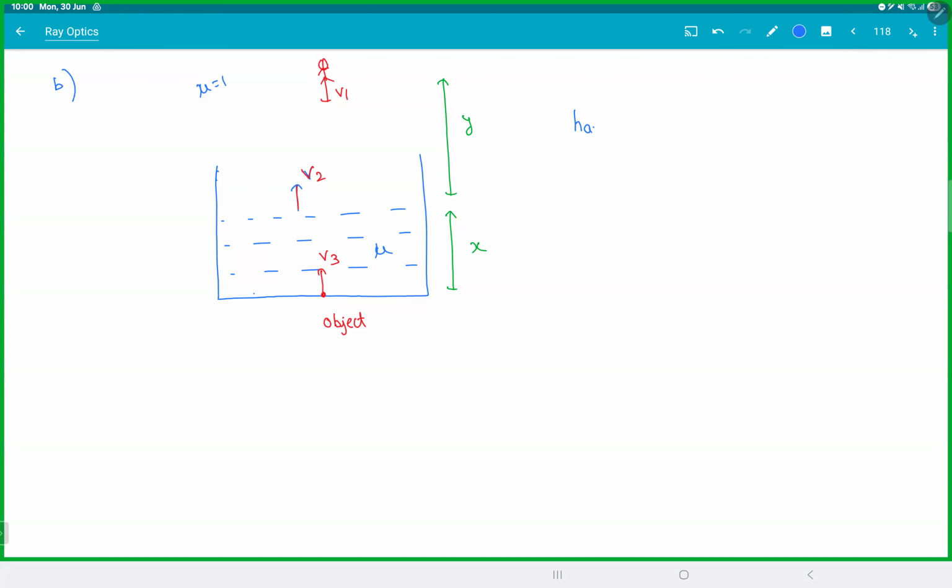So the formula is still the same. H apparent is x by mu plus y. So when you take the speed here, 1 by mu dx by dt.